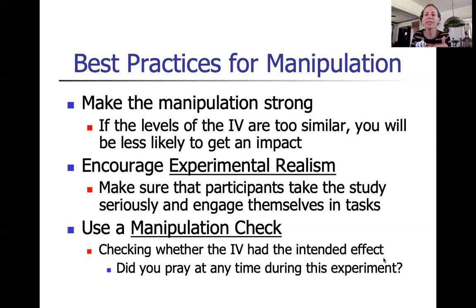And so what we did is we asked them at the end of the experiment, we did what's called a manipulation check. We asked them, did you pray? And if the experimental group said, yes, we prayed, and the control group said, no, we did not pray, then we know that the manipulation had the intended effect. So you would do that after the manipulation just to make sure they did it, and so you'd ask people, for example, did you eat the brownies? Did you exercise? You know what I'm saying? To make sure that they did what you asked them to do. And that's called a manipulation check.